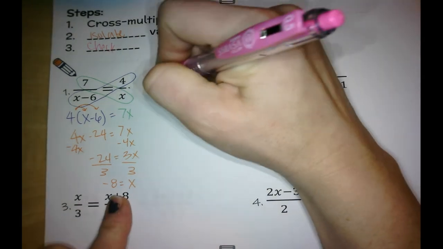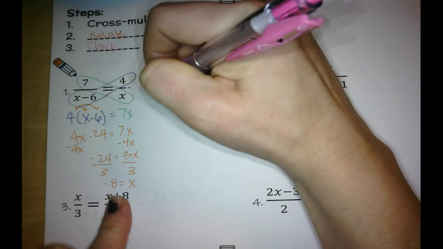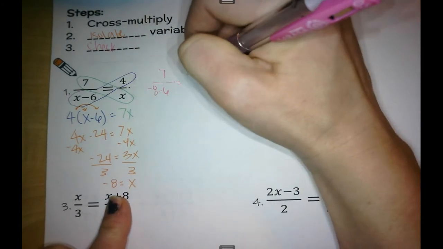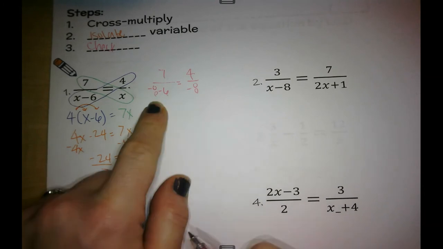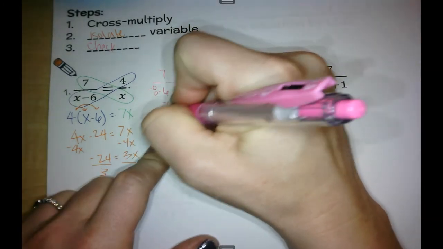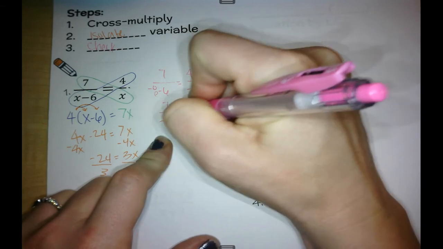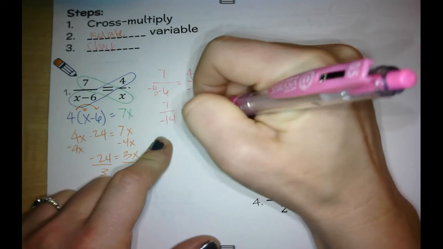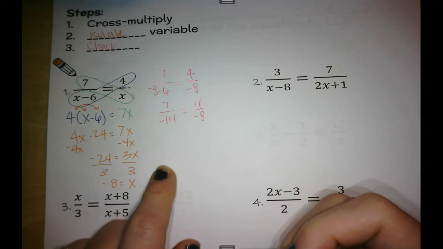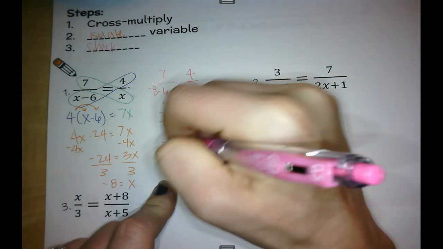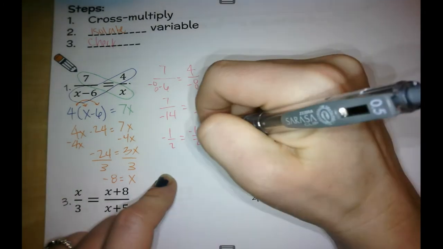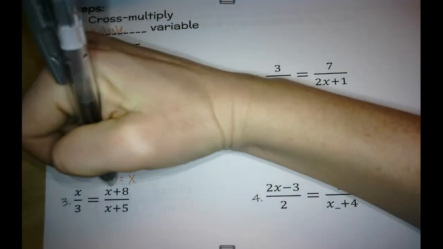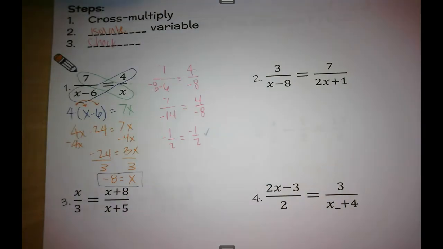So 7 over negative 8 minus 6 equals 4 over negative 8. When I do this math down here, that's 7 over negative 14 equals 4 over negative 8. And when I reduce those fractions, it's negative 1/2, negative 1/2. They equal each other. So this is our solution.